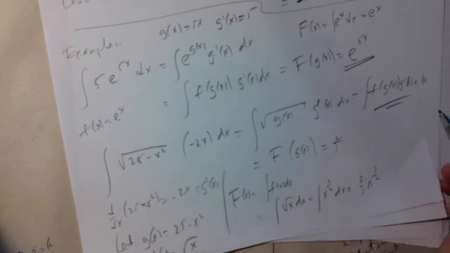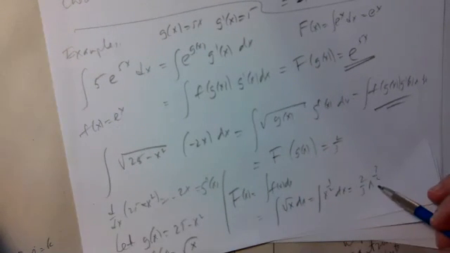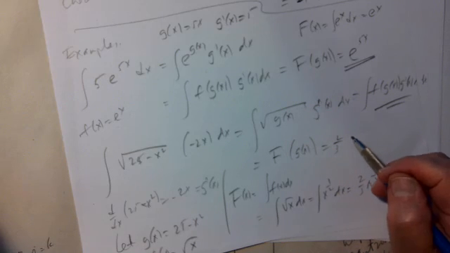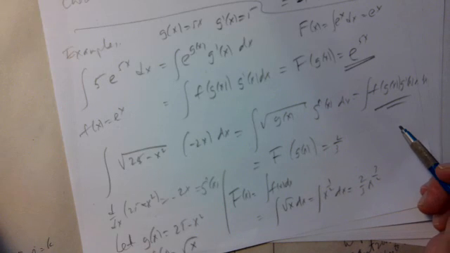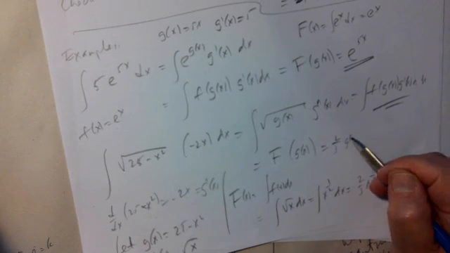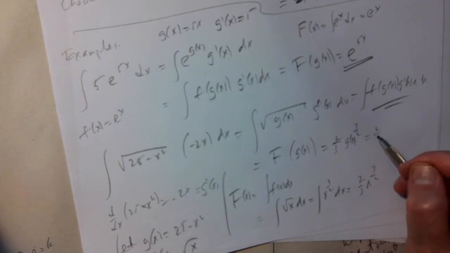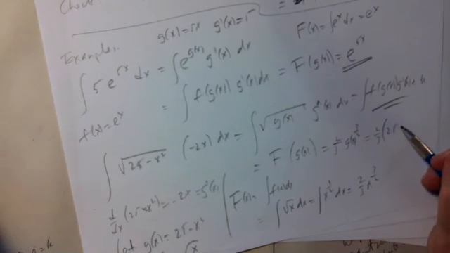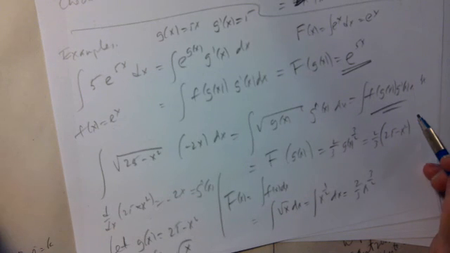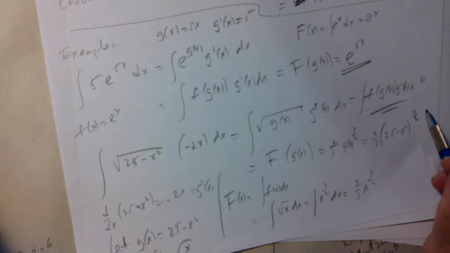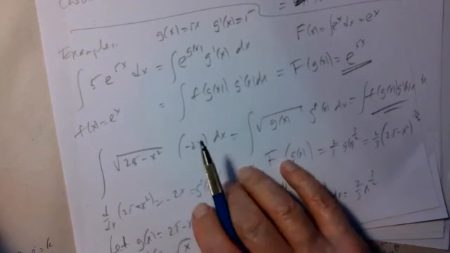That's 2/3 g of x to the 3/2. That's 2/3 25 minus x squared to the 3/2.